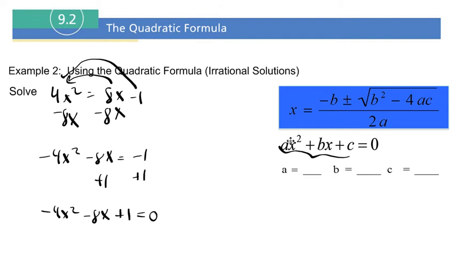And what do you know? Look at this. Ax squared plus bx plus c, -4x squared minus 8x plus 1 equals 0. So now this is what we call standard form. And that's the first thing you actually have to do when we're going to do the quadratic formula, is you have to write it in standard form.